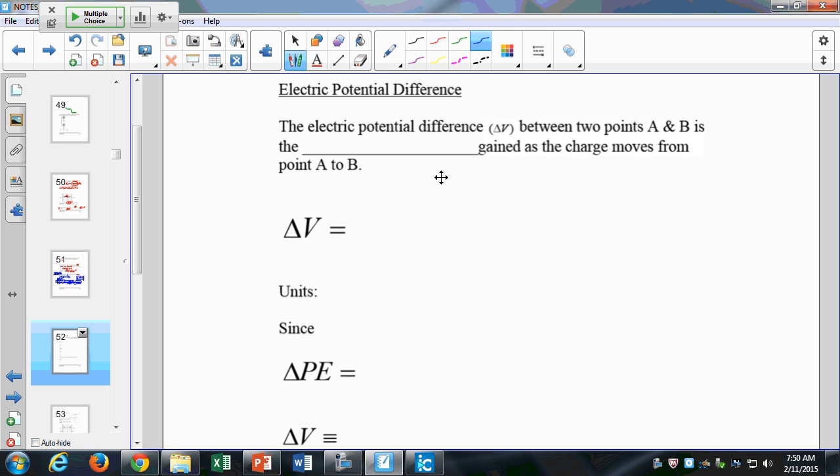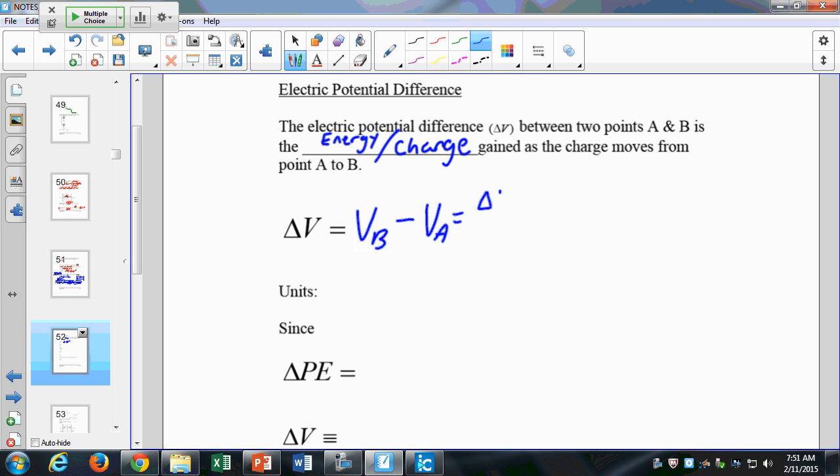There's a certain potential here, a certain energy per charge here, and then there's a certain energy per charge here. But the potential difference is very similar to potential, except you're talking about the difference between 2 points. So this electric potential difference between 2 points is the energy per charge that is gained as the charge moves from point A to B. So delta V is equal to the potential at point B minus the potential at point A.